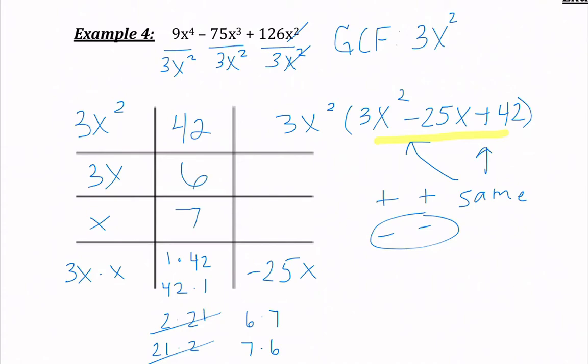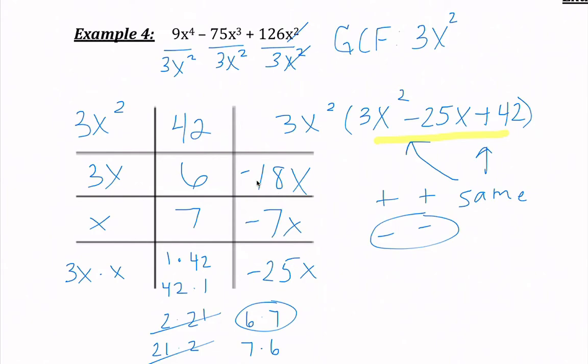I multiply across. 3x times 6 is 18x. Across the bottom, x times 7 is 7x. Okay, I know an 18 and a 7 will give me a 25. I know my signs have to be both minus signs, so let's check. Does a negative 18 and a negative 7 combine to give me a negative 25? It does. Negative 18 plus a negative 7 is negative 25, so we found the one.